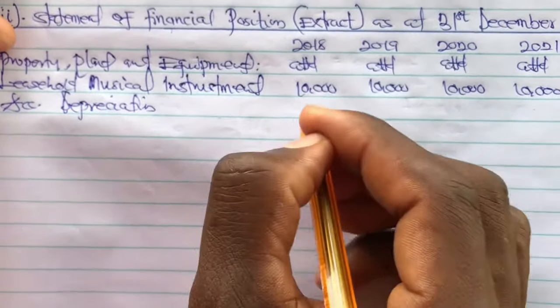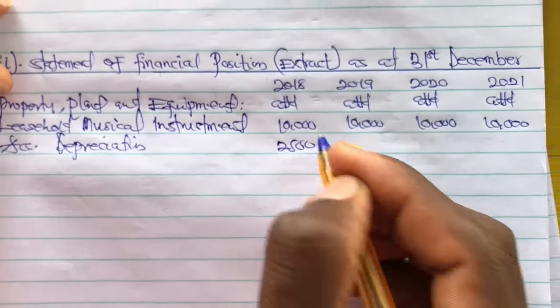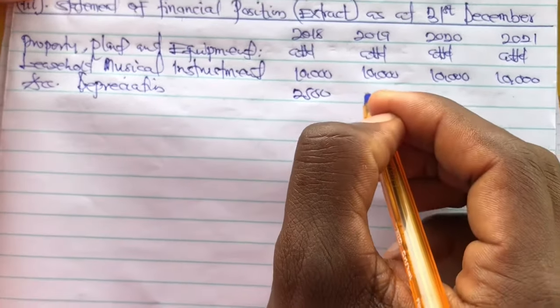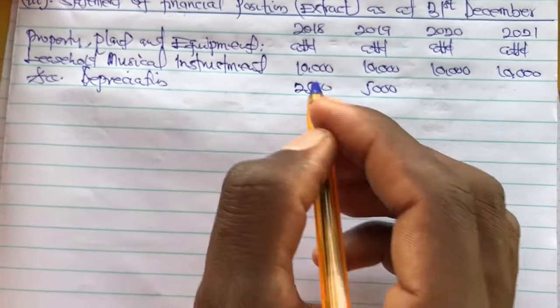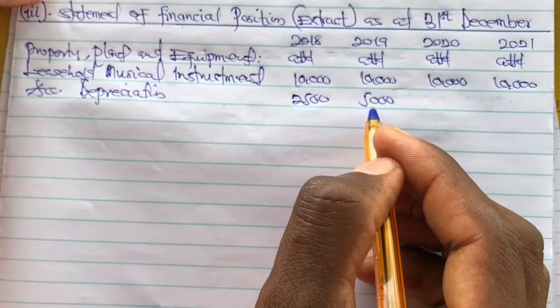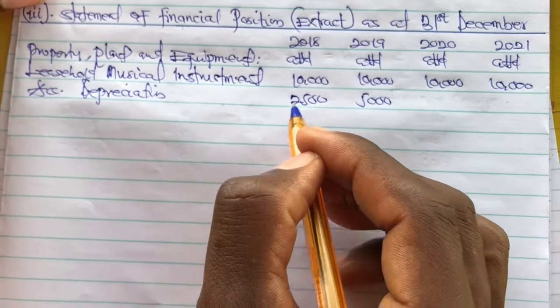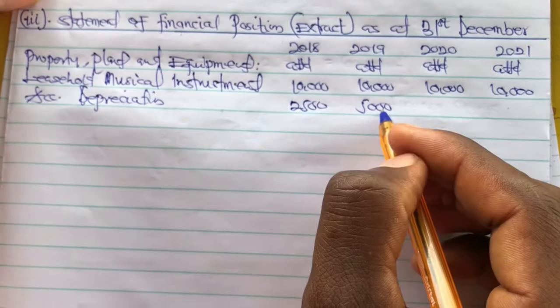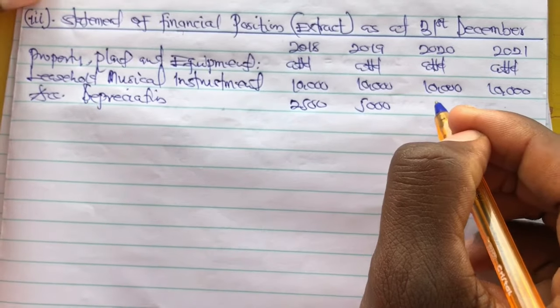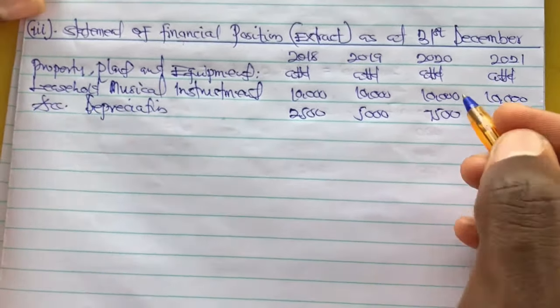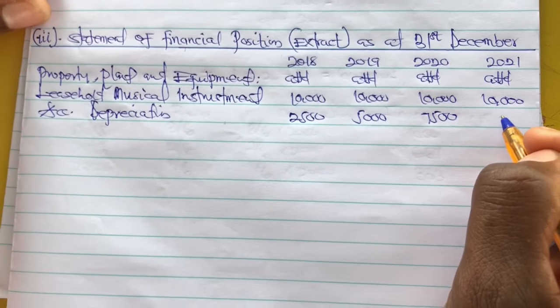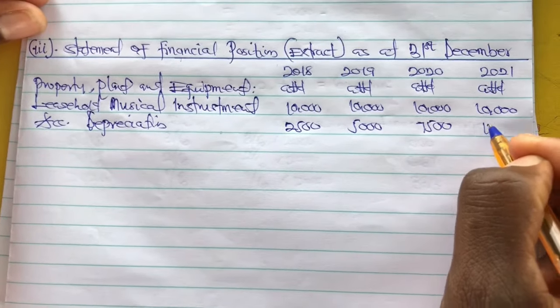Okay, for the first year it was 2,500. So in 2019 it will become 5,000. Okay, we are accumulating the depreciation. We add 2019, it was 2,500. We add it to the previous depreciation, that's 5,000. We add this year's 2,500, that is 7,500. We add it to 2021 depreciation of 2,500, making 10,000.